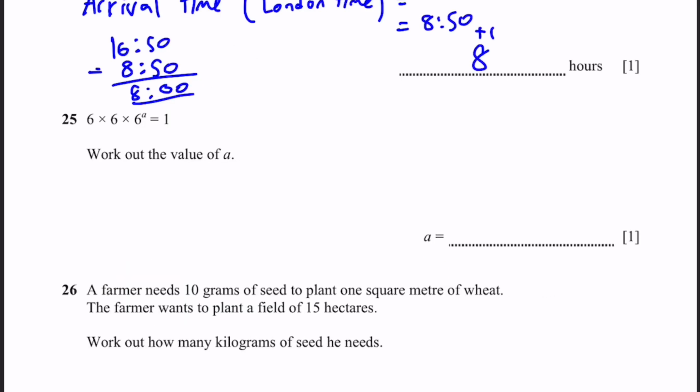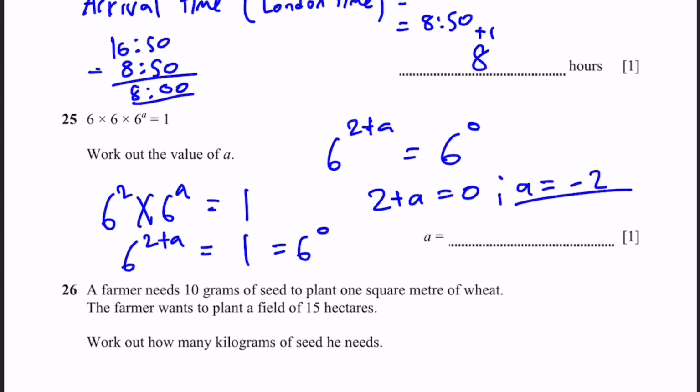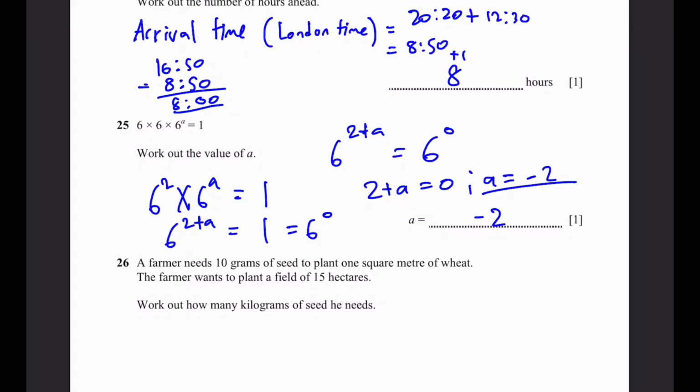6 times 6 times 6 to the power a is equal to 1. Work out the value of a. So 6 times 6 is 6 to the power 2. And multiplying that by 6 to the power a is equal to 1. So 6 to the power of 2 plus a is equal to 1. And 1 is equal to 6 to the power 0, because anything to the power 0 is just 1. So 6 to the power 2 plus a is equal to 6 to the power of 0. So 2 plus a is equal to 0 and a is equal to minus 2. That's the answer. Question 26.